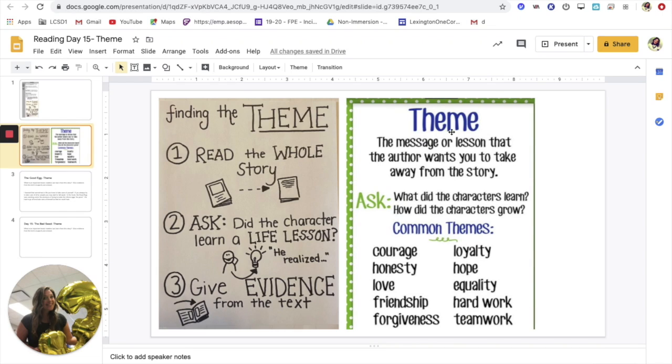So, like I said, theme is just a message or a lesson the author wants you to learn, and you have to ask these questions. What did the characters learn? What did you learn? How did they grow in this book? Some common themes that you see in a lot of books are courage, honesty, love, friendship, forgiveness, loyalty, hope, equality, hard work, teamwork. And one of those may be the theme of The Bad Seed, and it may not be. There's a bunch of different ones.